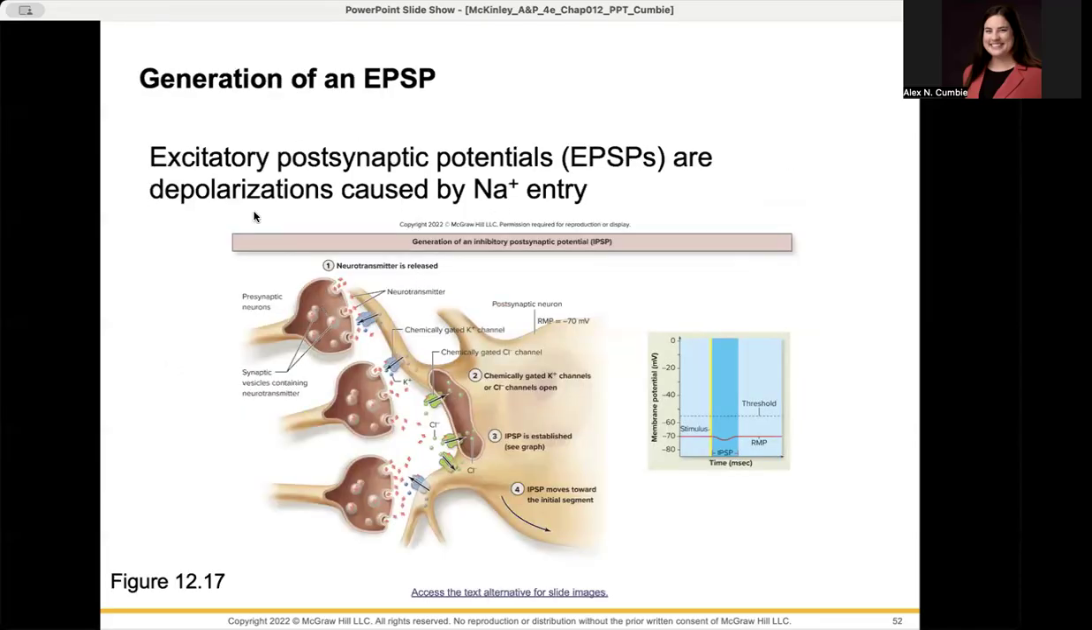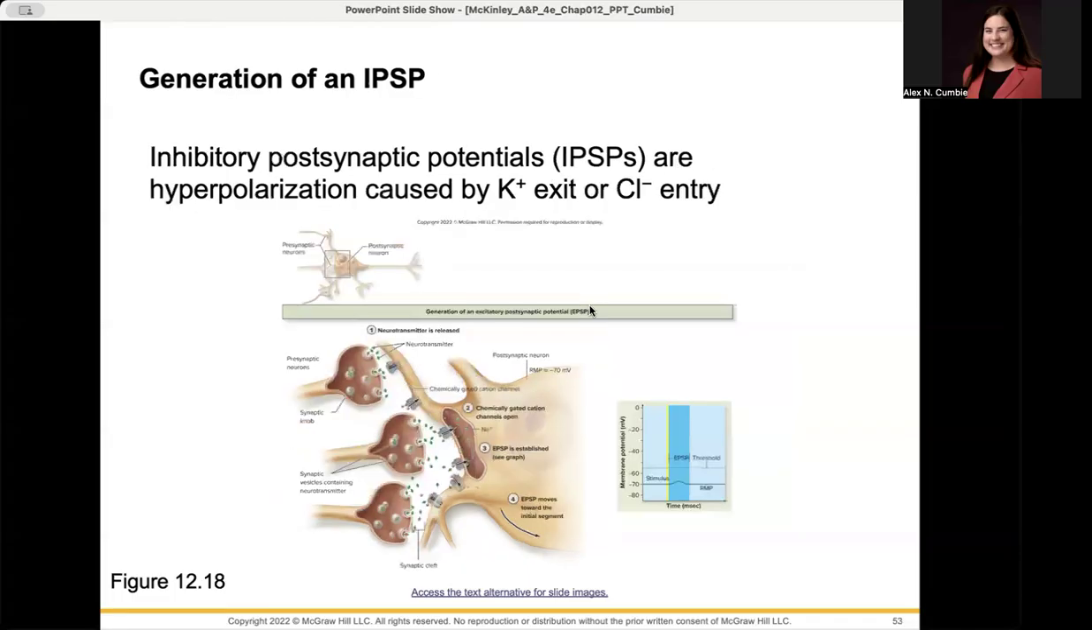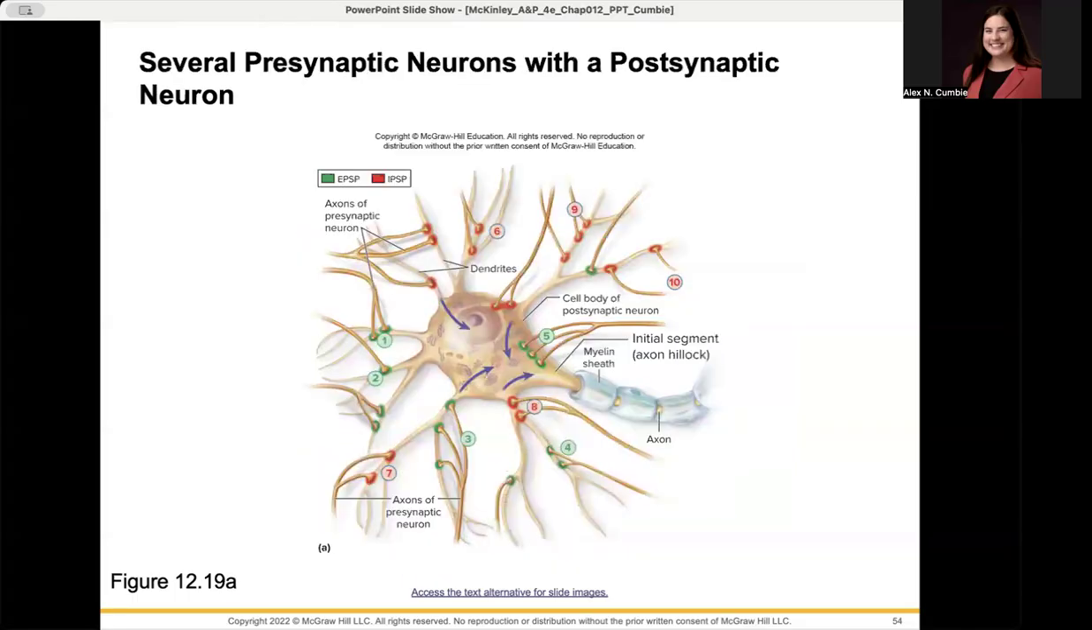And I'm just showing this example here. Sodium entering into the cell would lead to depolarization. We've learned this in the previous chapter. And so we would have these excitatory postsynaptic potentials generating. On the flip side, if we have something that is inhibitory, it's either causing the entry of a negative ion like chlorine or the exit of a positive ion like potassium, leading to hyperpolarization, where we become more net negative than our resting membrane potential.